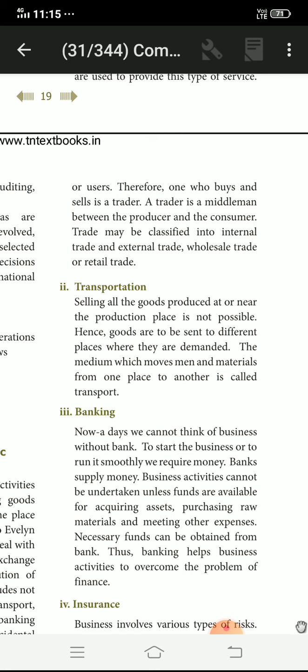So nowadays we cannot think of business without banks. To start the business or to run it smoothly, we require money. Banks supply money. Business activities cannot be undertaken unless funds are available for acquiring assets, purchasing raw materials, and meeting other expenses. Necessary funds can be obtained from banks. Thus, banking helps business activities to overcome the problem of finance. The hindrance of finance is removed by banks or financial institutions.